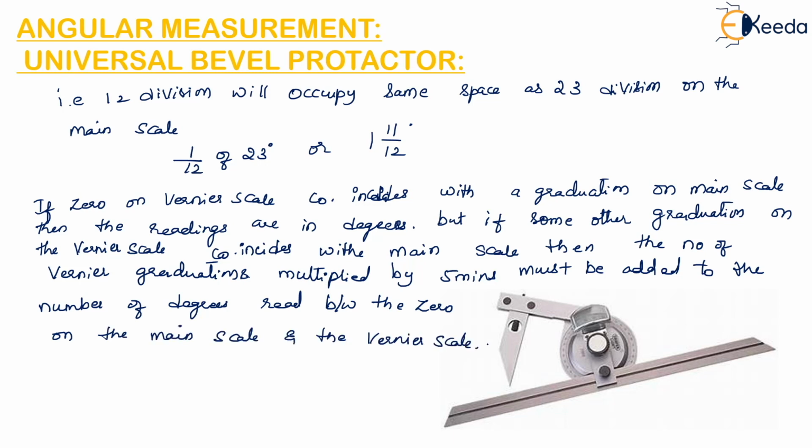So there is another modification for this bevel protractor, and that is the optical bevel protractor. In this, there is a microscope which will help to read the readings which are present on the vernier scale. The adjustable clamp is a rotating member which carries the microscope here. So this is the modification of the bevel protractor, that is called the optical bevel protractor. It has a microscope. So this is all about universal bevel protractor.